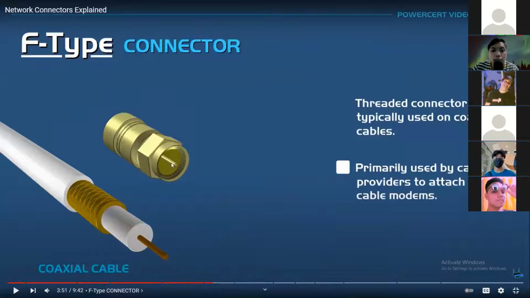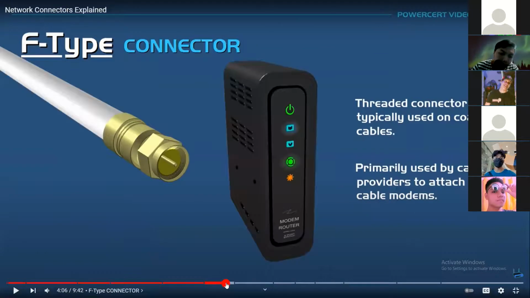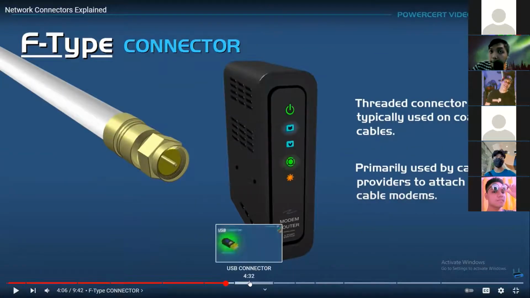F-type. Ito, most commonly sa mga TV. Di ba yung coaxial, meron siyang F-type, i-connect niya doon para mag-firm yung connection. Ito yung isasaksak sa mismong TV. So, yun yung basically purpose niyan. Okay? So, available yan. Kasi dati available yan. Pero sabi ko nga is more on television network.